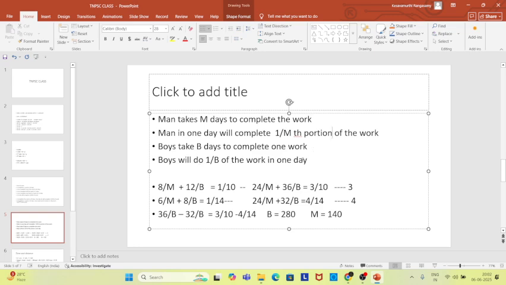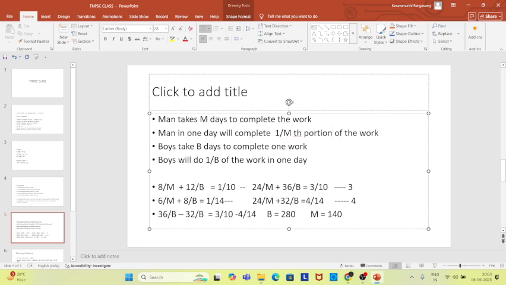Now 8 men and 12 boys complete the work in 10 days, they have given. So 8 men will do 8 by m of the work in one day, and 12 boys will do 12 by b of the work in one day, equal to, and the whole thing is completed in 10 days. So in one day they will do 1 by 10. So this is one equation, 8 by m plus 12 by b equal to 1 by 10. Similarly, the next equation is 6 by m plus 8 by b equal to 1 by 14. You have to solve this and get m and b.